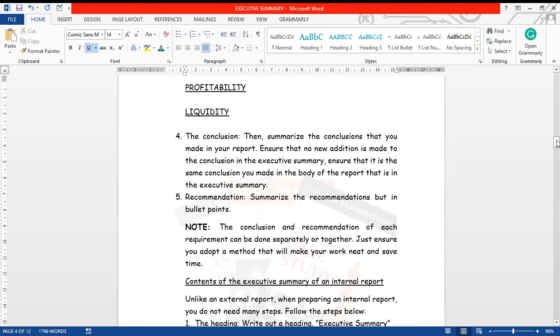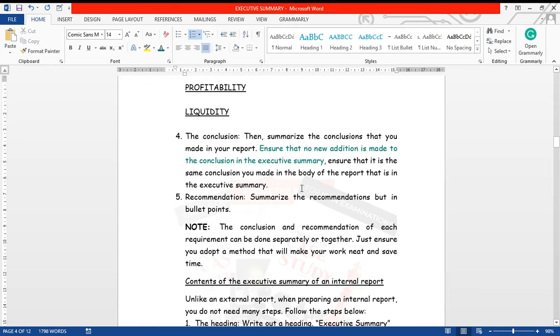The conclusion now, when you're writing the body of your report, when you're carrying out a financial statement analysis, financial data analysis, whatever analysis you were asked to do, you would have written some conclusions and recommendations, right? So now those conclusions and recommendations that you wrote in the body of the report, you have to conclude. You understand? You summarize everything and bring it in and ensure that no new addition is made. Please ensure no new addition is made.